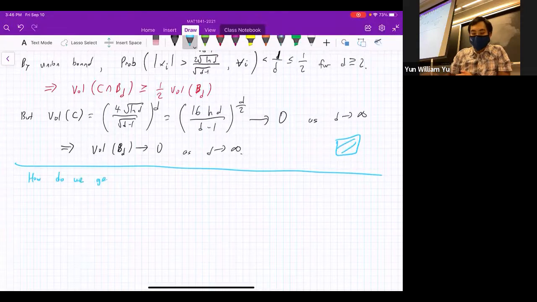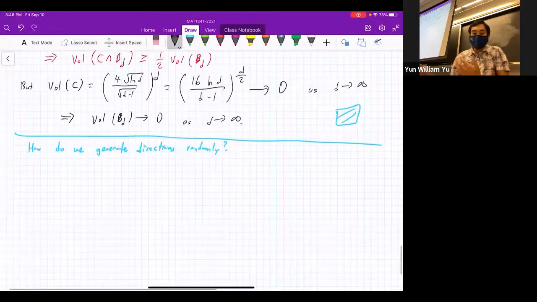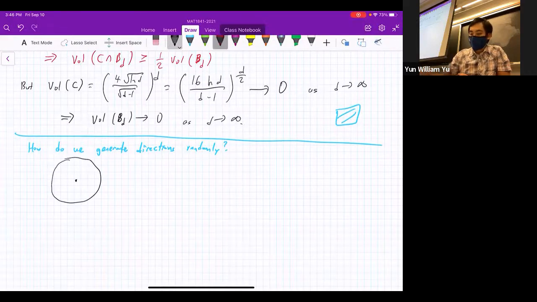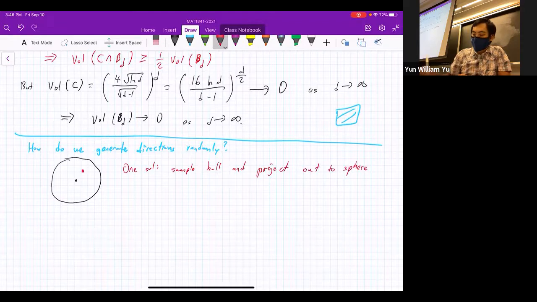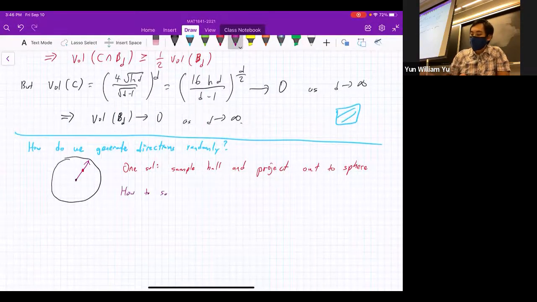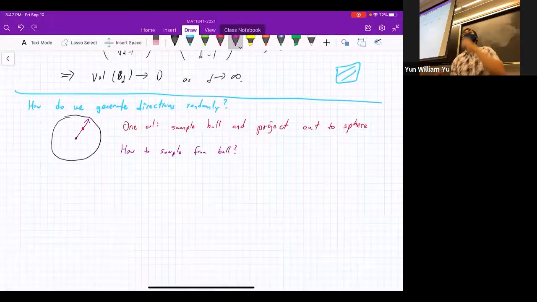So let me write that all down. So how do we generate directions randomly? That is to say, sample points from the sphere. Now if you're in 2 dimensions, one solution is to sample the ball and project out to the sphere. So if I sample the ball here, then all I do is project out, and that gives me a random direction. So now how do we sample from the ball?